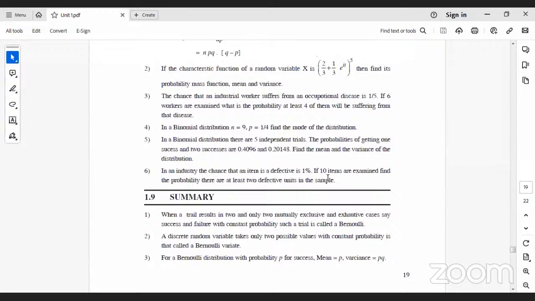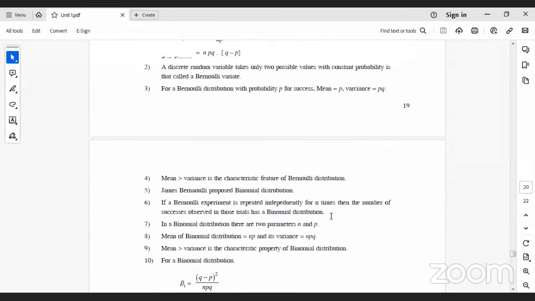Trials with only two mutually exclusive and exhaustive outcomes, success and failure, with constant probability, are called Bernoulli trials. A discrete random variable that takes only two possible values with constant probability is called a Bernoulli variable. In the Bernoulli distribution, the probability of success is the mean and the variance is pq. Mean greater than variance is a characteristic of the Bernoulli distribution. James Bernoulli proposed the Bernoulli distribution. When a Bernoulli experiment is repeated independently n times, the number of successes observed follows a binomial distribution. In the binomial distribution there are two parameters, n and p. The mean of the binomial distribution is np and the variance is npq.